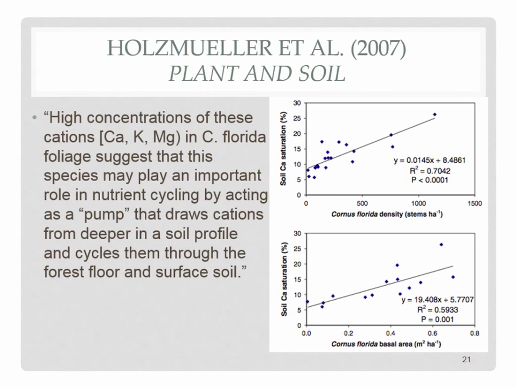And then finally, this was a tree species, flowering dogwood. It shows the relationship between the stems per hectare, the density, versus soil calcium saturation. The authors here, Shibu Jose was one of them, state that this species may play an important role in nutrient cycling by acting as a pump, dynamically accumulating this nutrient in its leaves and then dispersing that nutrient for other plant species to use.